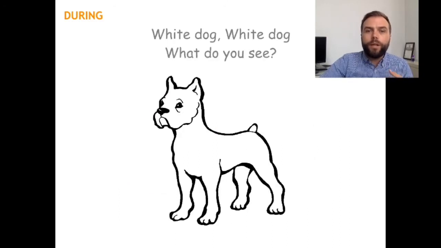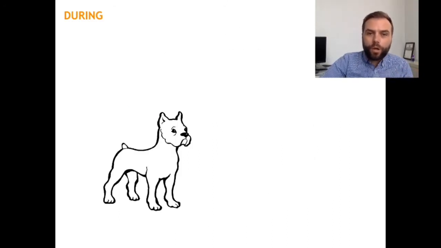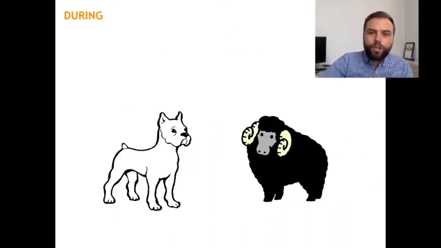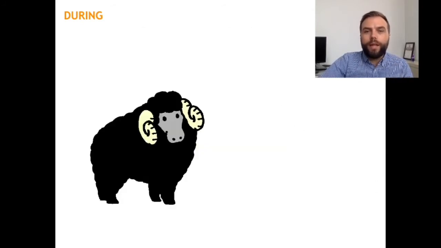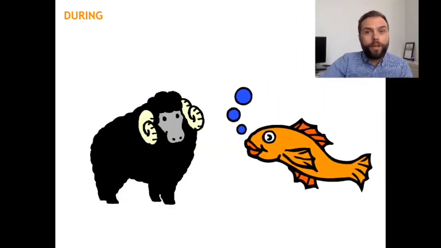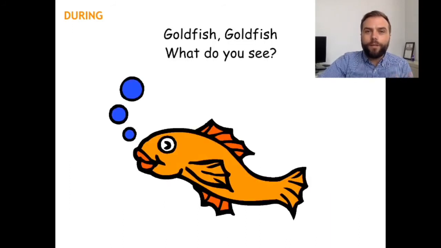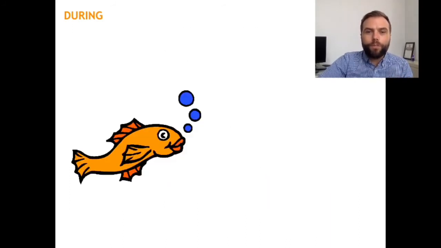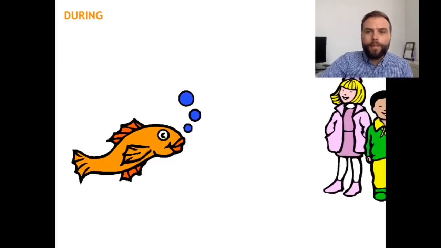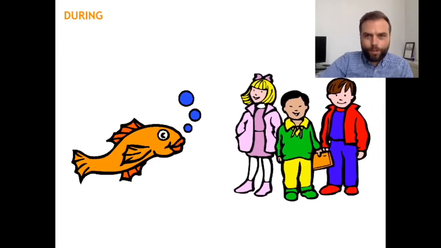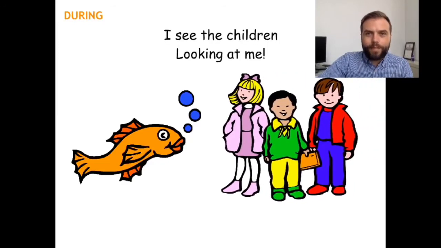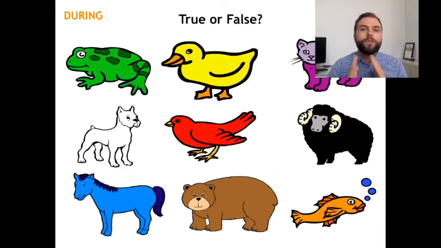Okay, so let's go through the story. So we've got the dog makes a dog sound, the sheep makes a sheep sound, and so on. Okay, if you're good at making animal sounds, you could do this yourself as a teacher, so that would save you the time to prepare all of the audio files. Okay, so goldfish, blop, blop, blop. And the last animal is children. Okay, I see children looking at me. Okay, so that's the story.